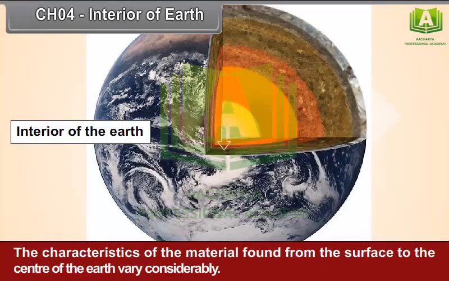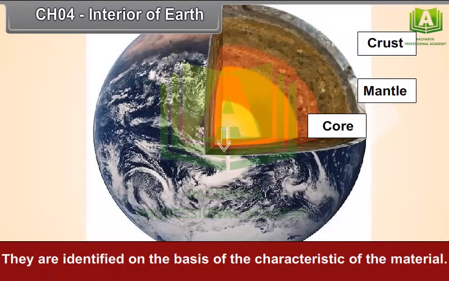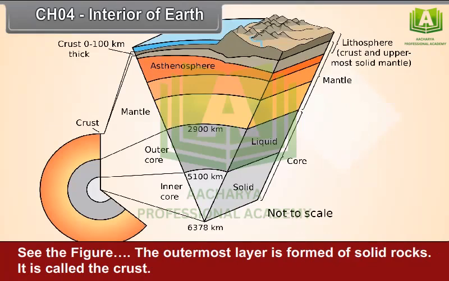The characteristics of the materials found from the surface to the center of the Earth vary considerably. The crust, the mantle, and the core are the three division parts of the interior of the Earth. They are identified on the basis of the characteristics of the materials. See Figure 4.1. The outermost layer is formed of solid rocks. It is called the crust.